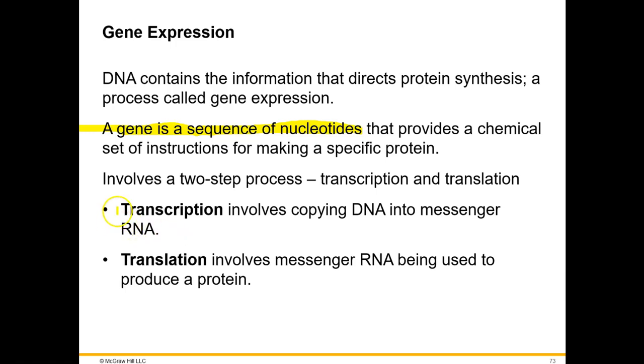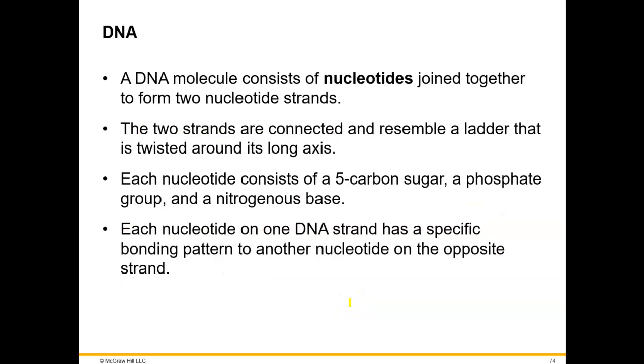The first part is called transcription. Transcription happens in the nucleus of our cells. DNA is copied into a single-stranded molecule called messenger RNA. The messenger RNA leaves the nucleus, enters the cytoplasm, and attaches to a ribosome. And this is where translation occurs. Translation is when messenger RNA is used to produce a protein, because the messenger RNA contains the message for the specific amino acids that make up that protein.